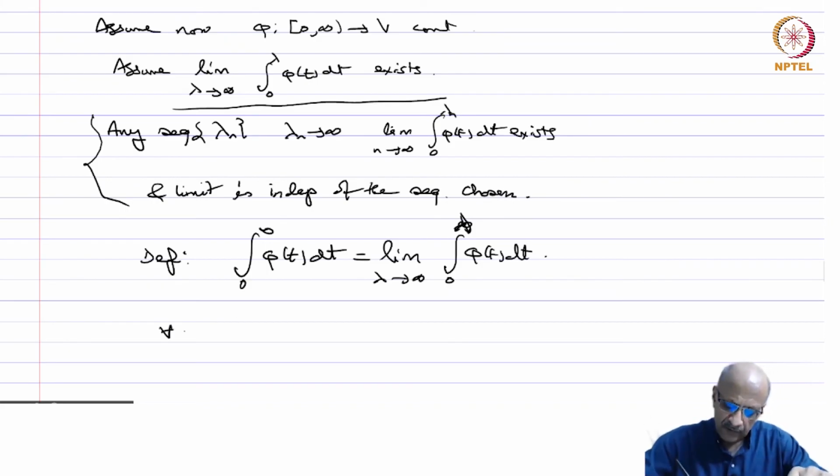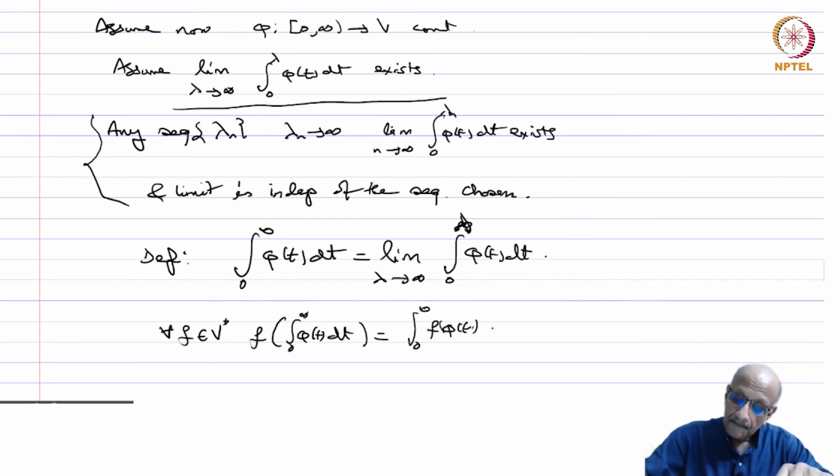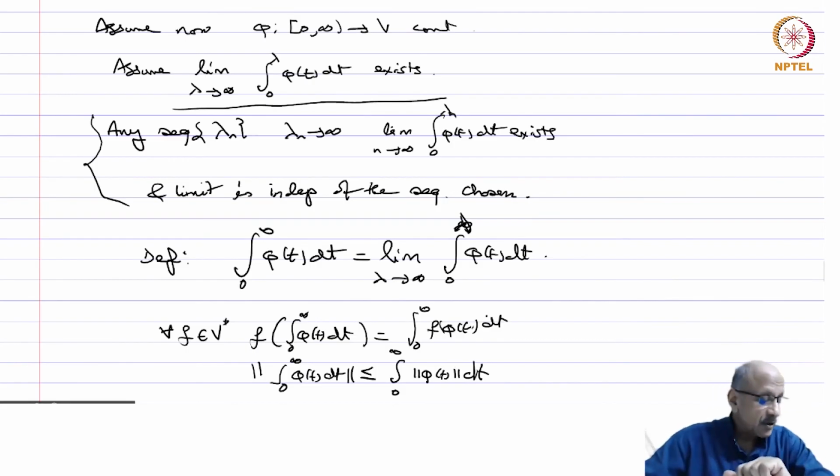Once again, for every f in V star, f of the integral from 0 to infinity of phi t dt will be equal to the integral from 0 to infinity of f of phi t dt, and the norm of the integral from 0 to infinity of phi t dt will be less than or equal to the integral from 0 to infinity of the norm of phi t dt. You can automatically see that all these exist, and this will be the norm. You can define the integrals over other kinds of infinite intervals in a similar way.